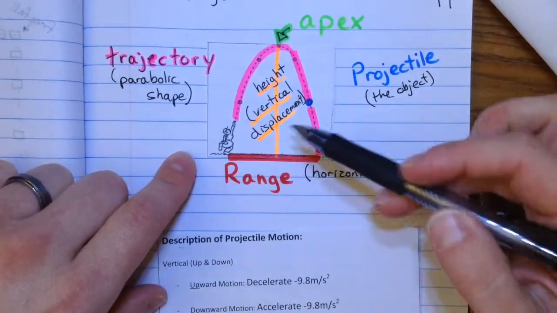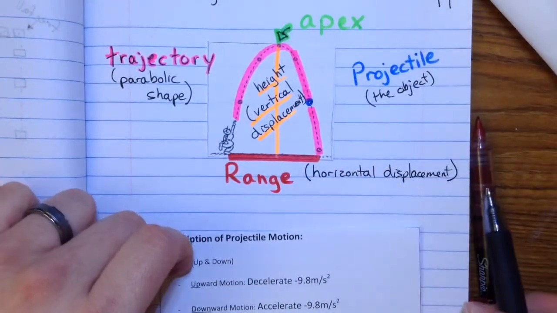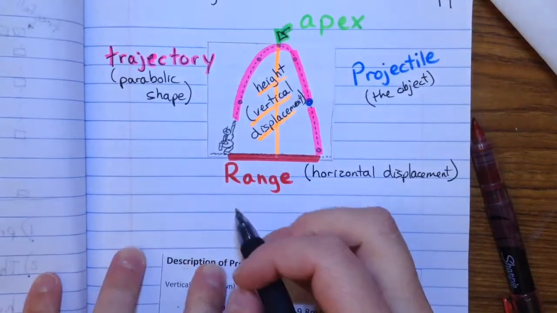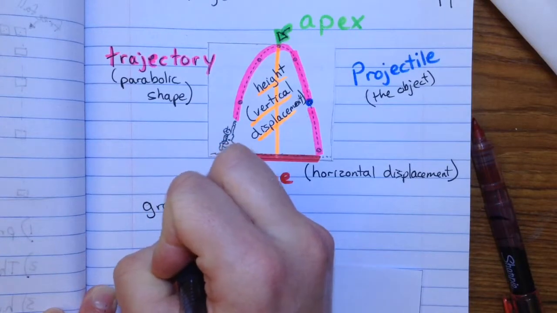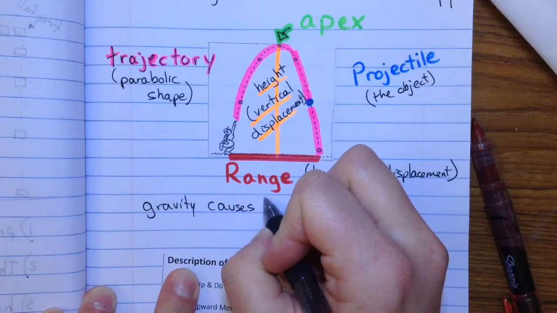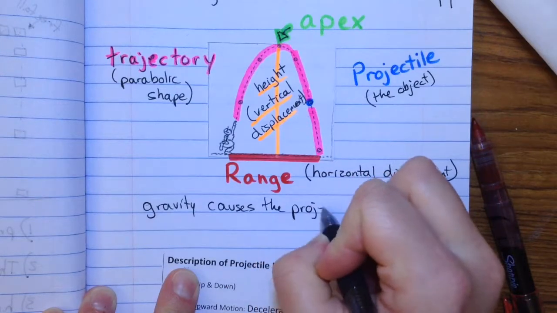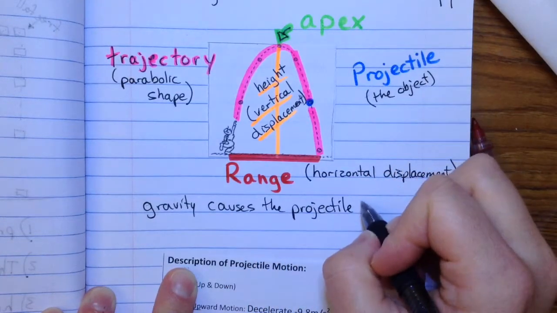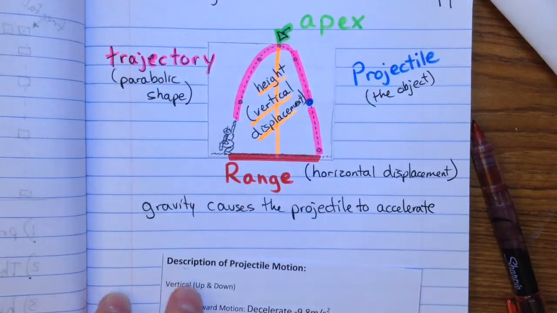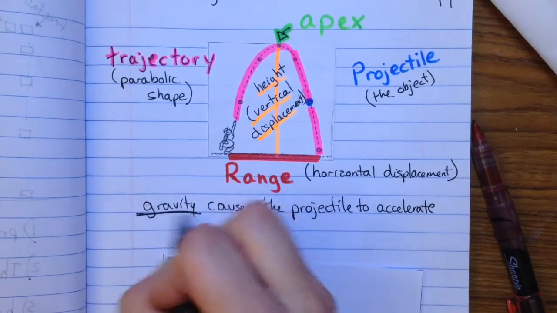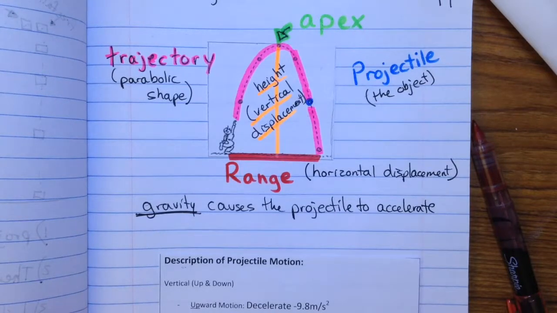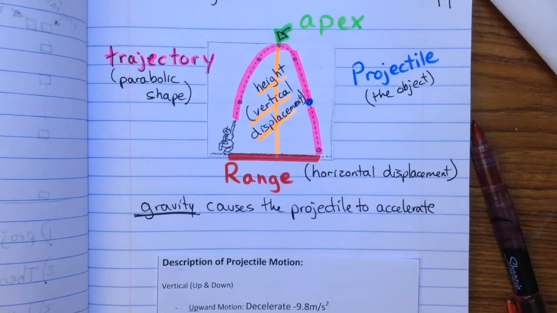Okay, so we throw the ball up into the air, it goes up, it comes back down. What is it that makes it come back down? All right. So, gravity causes the projectile, using the words there, to accelerate. Gravity causes this motion to be what it is. Gravity is the cause.